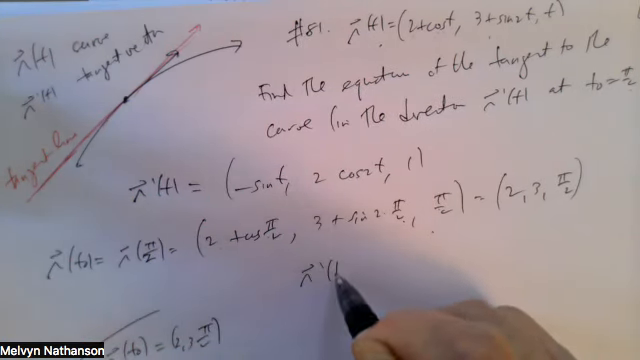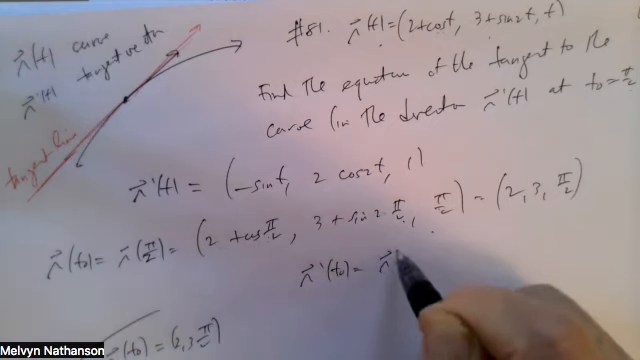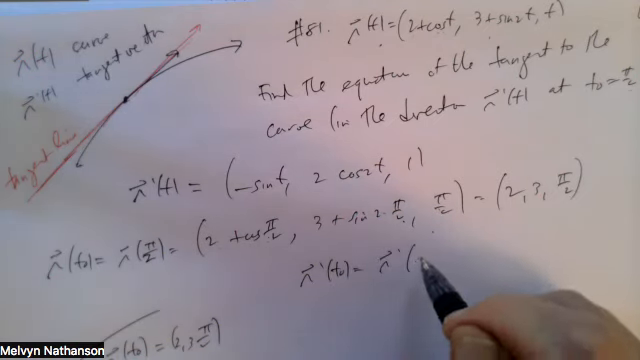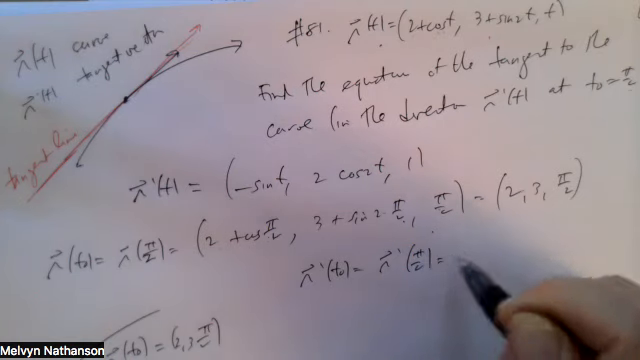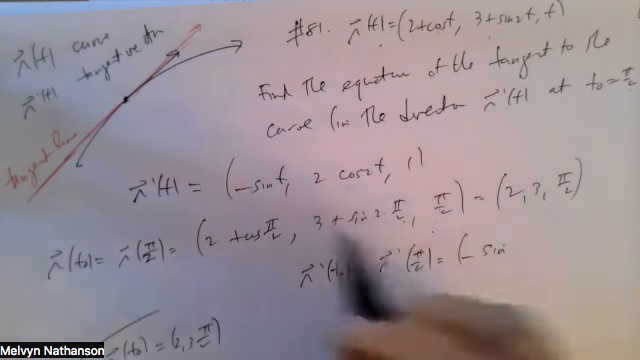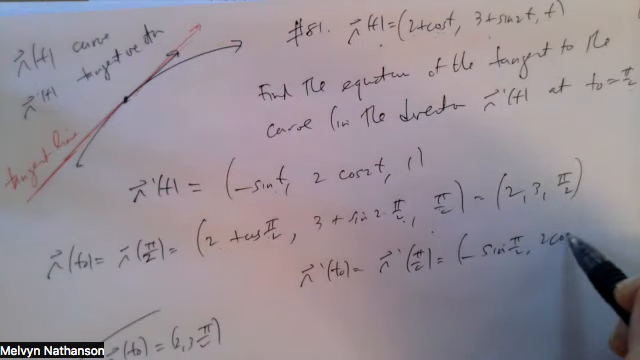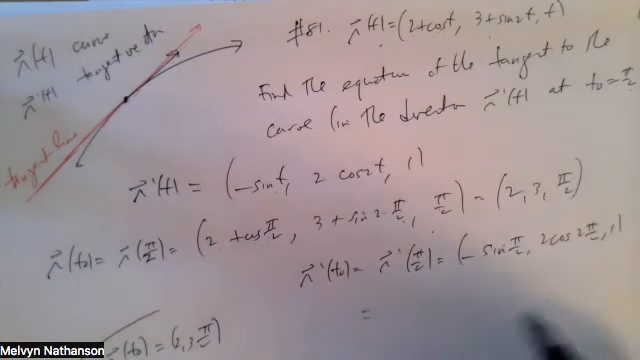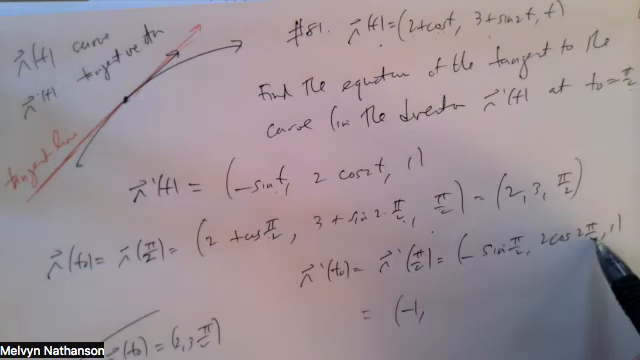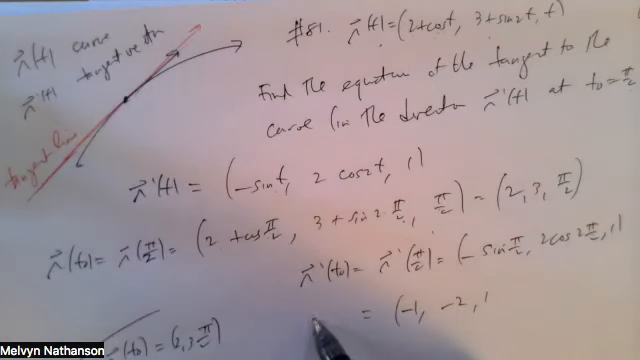The tangent vector at t naught, or the tangent vector at the time pi over 2, is minus the sine of pi over 2, 2 times the cosine of 2 times pi over 2, and 1. Sine of pi over 2 is 1, so this is minus 1. The 2 over 2 cancel. Cosine of pi is minus 1, so this is minus 2, plus 1.